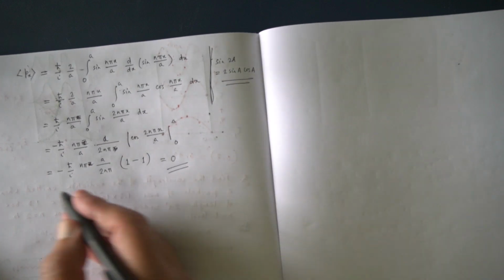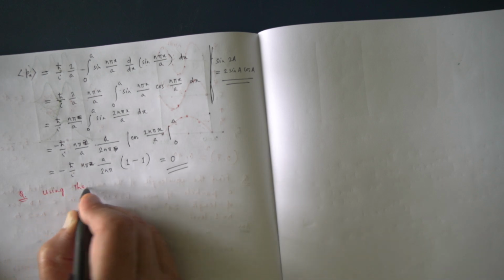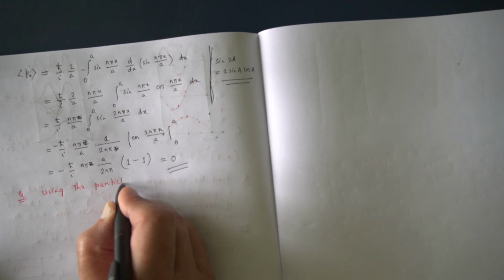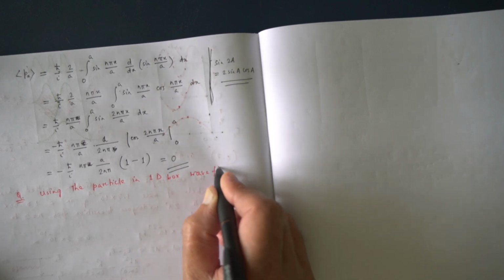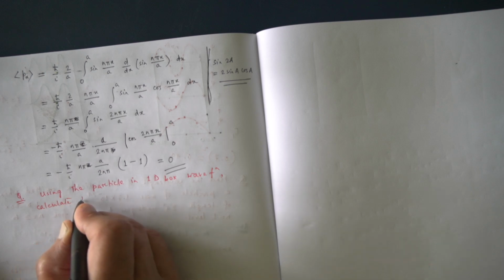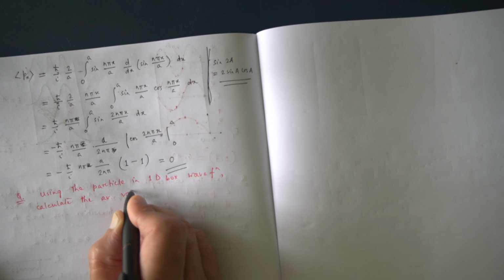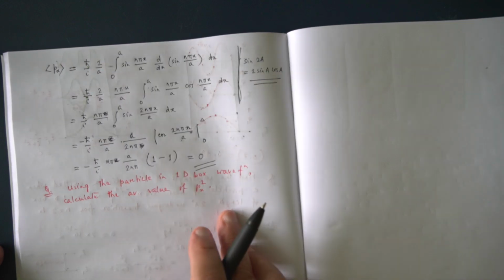A similar example, so you try at home, and if you find any difficulty you can ask me. So I leave the question to you. Question: using the particle in 1D box wave function, calculate the average value of px square. Calculate the average value of px square. So we have to find out the average value of px square.